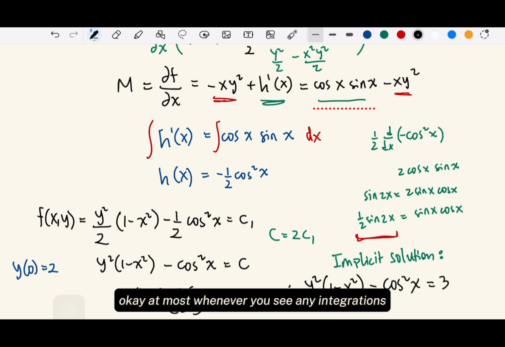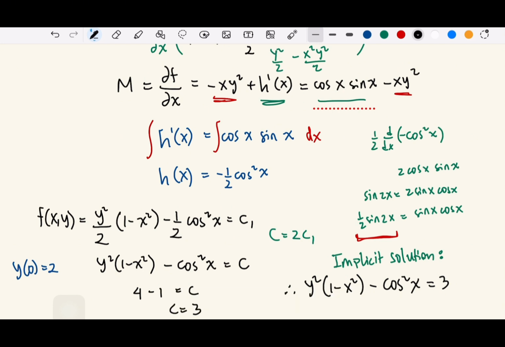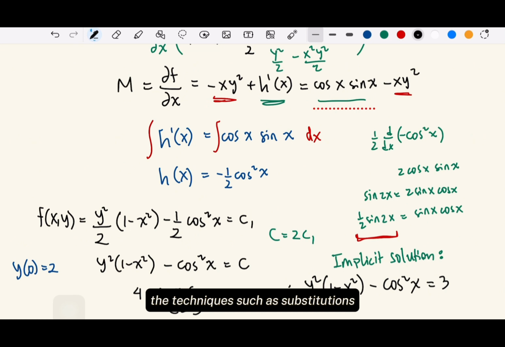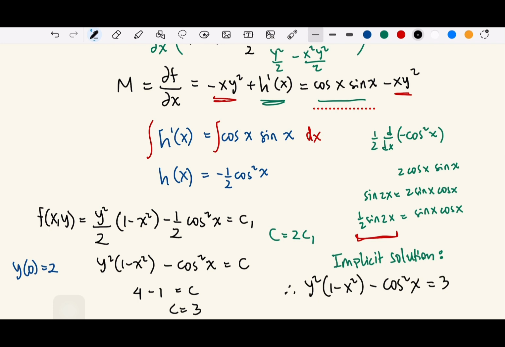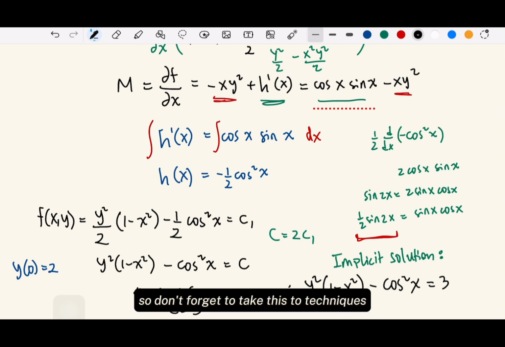Okay, at most, whenever you see any integrations, my suggestion is to keep the techniques such as substitution and integration by parts. I think if you keep these two, most of the questions will be easy to solve. So don't forget to take these two techniques, substitution and integration by parts.